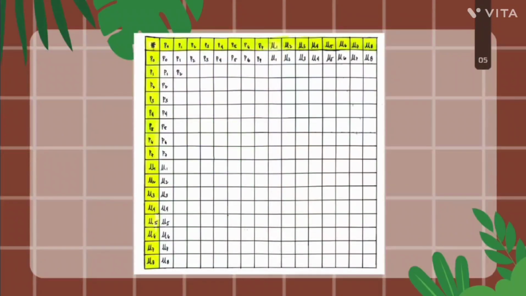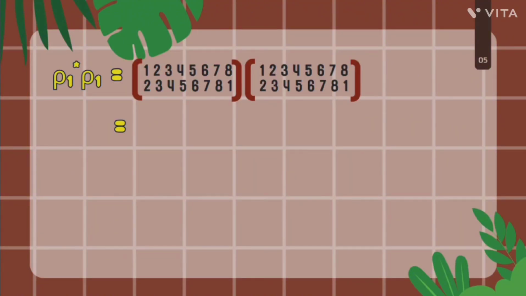Next, so here is the table that we need to complete. So for example, we have here the row sub 1 star row sub 1. For us to know the first step, we need to copy the top row, which are the 1, 2, 3, 4, 5, 6, 7, and 8.